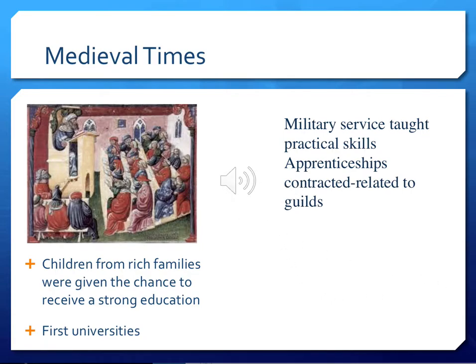Not much had changed by the time we got to medieval times. Children from rich families were still given the chance to receive a strong education, those from poorer families less so. But we did see the beginning of the first universities in Western Europe. Military service was still teaching practical skills, and apprenticeships had changed a slight amount, now contracted and related to guilds, where guilds basically gave the quality control of apprenticeships.